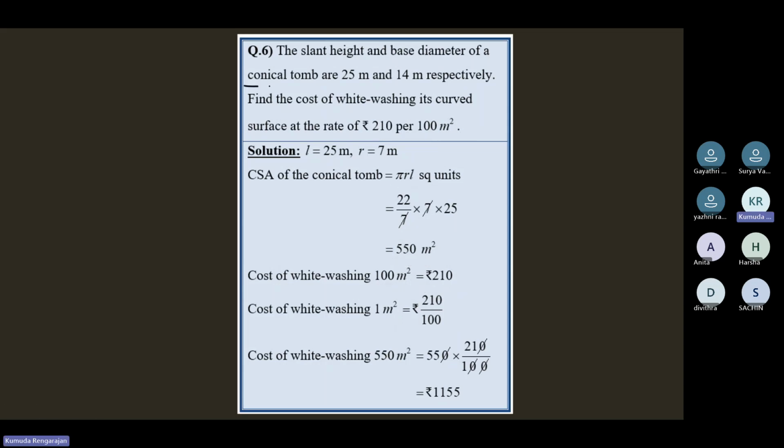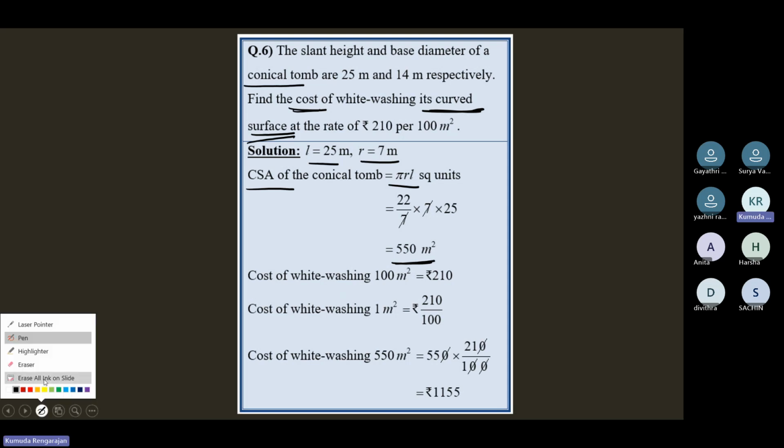The question is about a conical tomb. Slant height given, radius given. You need to find the cost of whitewashing the curved surface. To find the cost, you should first find how much area you have to whitewash. For that, you should find the CSA because it's a curved surface. Formula, all values given. This is the CSA.